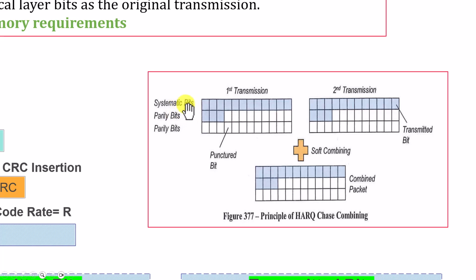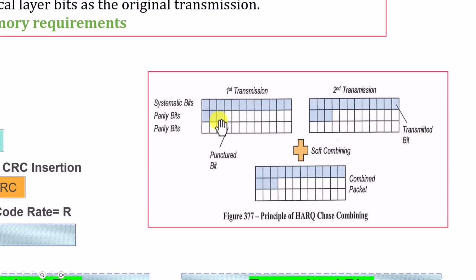But these systematic bits, for sure, will have something called parity bits, which are redundant bits used for error correction. This includes your coding rate and so on, so the receiver can correct the errors. So these bits are mainly used for error correction. In case the initial transmission fails, there will be a first retransmission, or a second transmission.